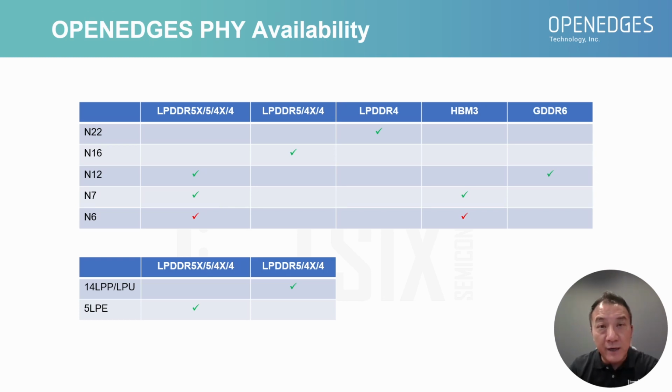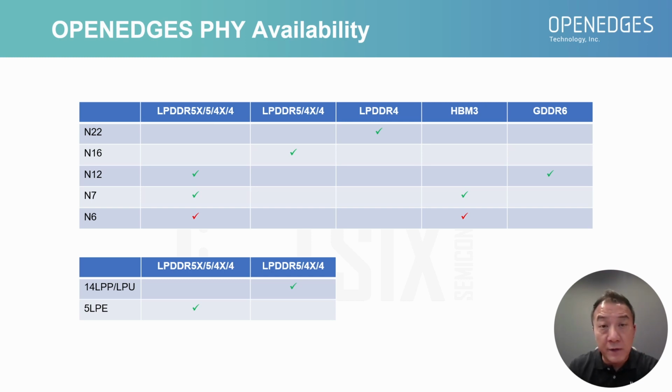So let's take a look at our DDR5's availability. With LPDDR combo PHYs that support up to LPDDR5 or LPDDR5X, they're available in TSMC N22 for LPDDR4, down to our latest TSMC N7 for LPDDR5X. We're also in the process of porting to TSMC N6, which is very similar to TSMC N7 technology.